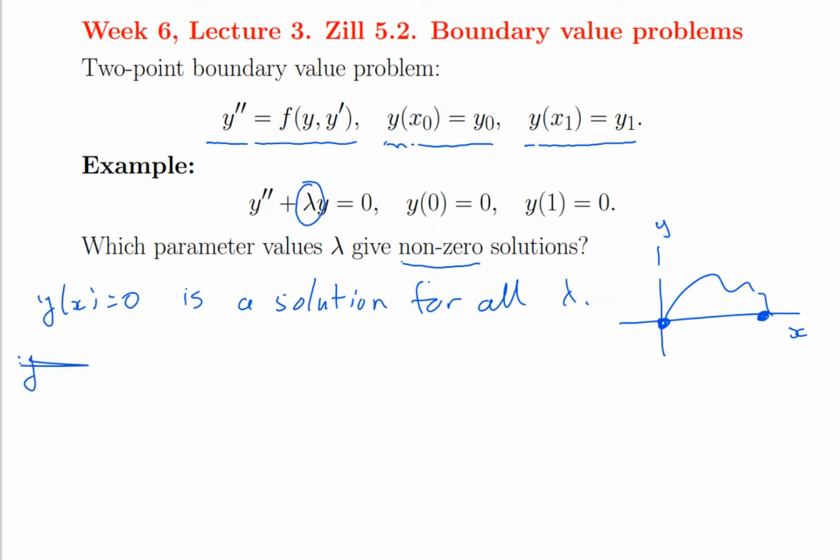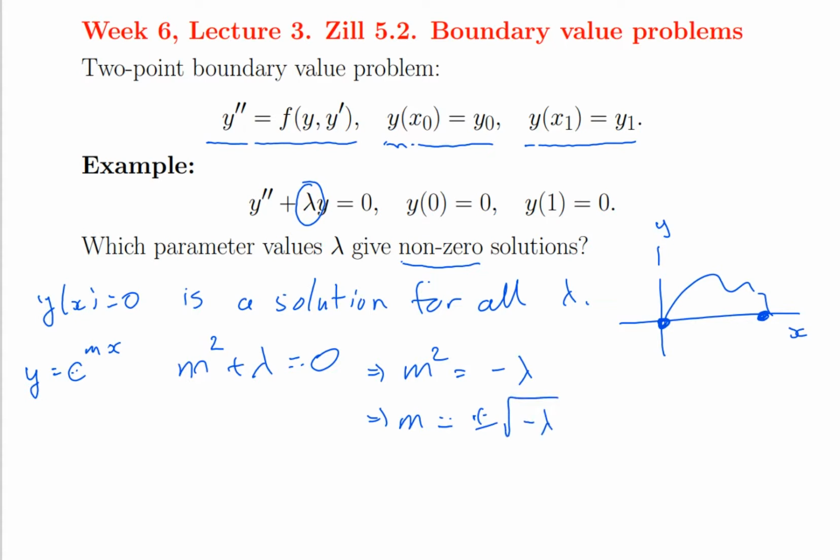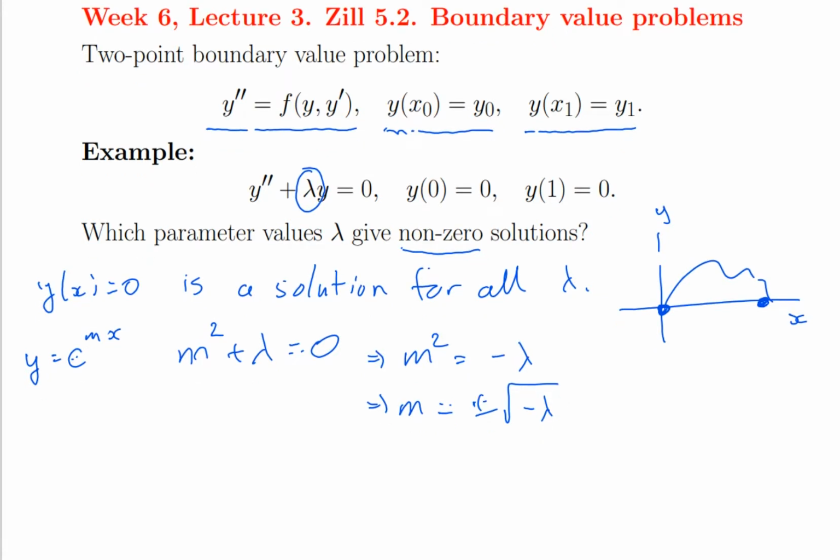It's a constant coefficient equation. So the indicial equation is m squared plus lambda equals 0. m squared equals minus lambda. m equals plus or minus root minus lambda. So I see immediately that it's going to depend a lot on whether lambda is positive or negative. So what I'm going to do is to break the different possibilities for lambda down into different cases. And case 1 is going to be when lambda is negative, because then minus lambda would be positive and I would have real solutions.